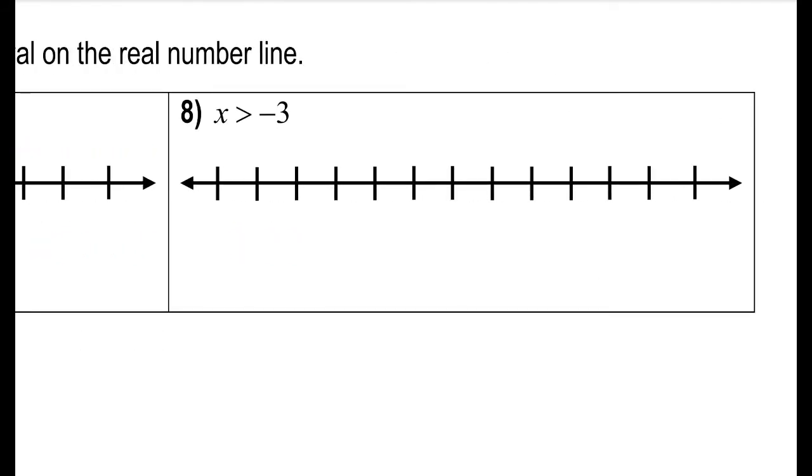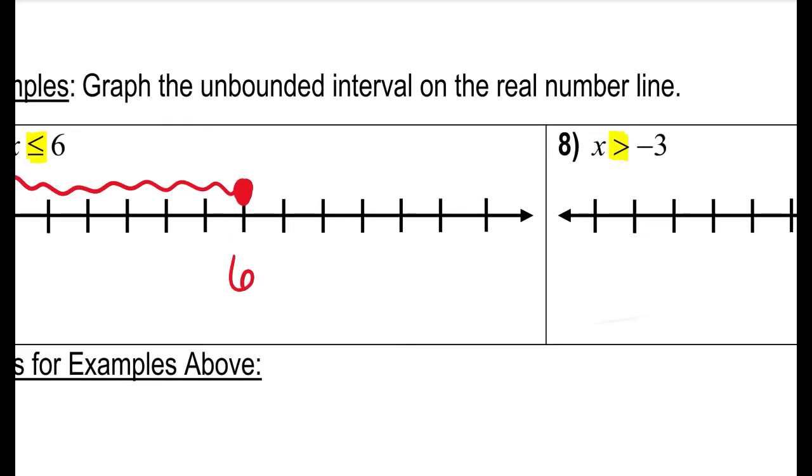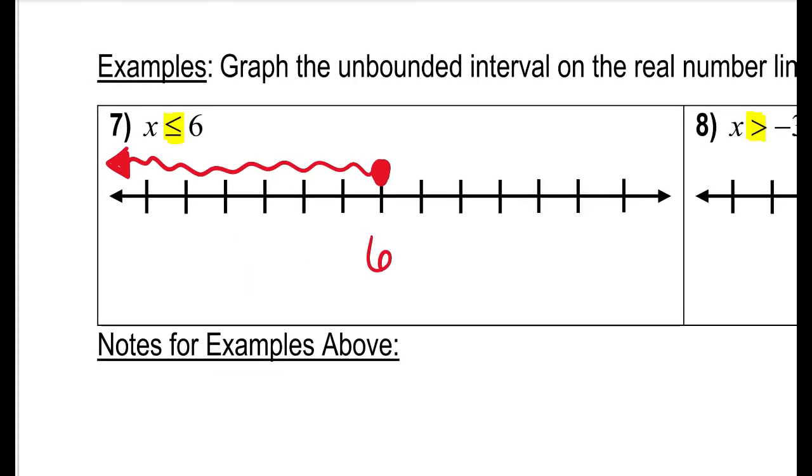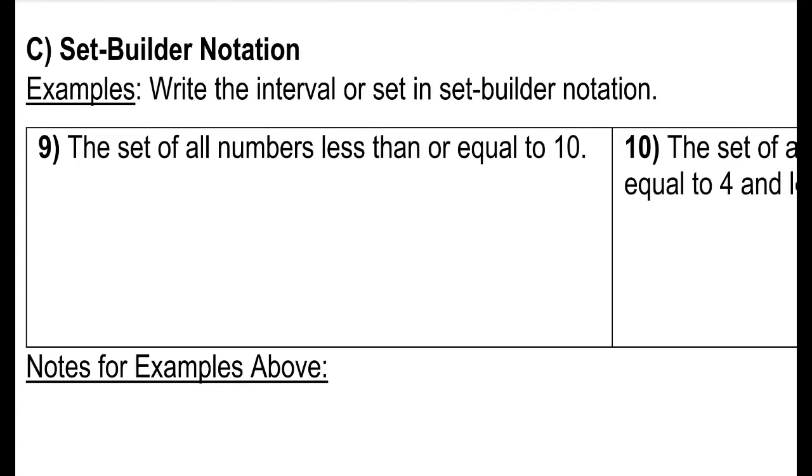Moving over to number 8, I'm going to go ahead and write negative 3. And because I am not underlined, I will have an open circle. And if x is greater than, I would go above or to the right. So squiggly arrow. And that's my graph. Hopefully these aren't too bad. But if you ever have questions, you can always ask away.